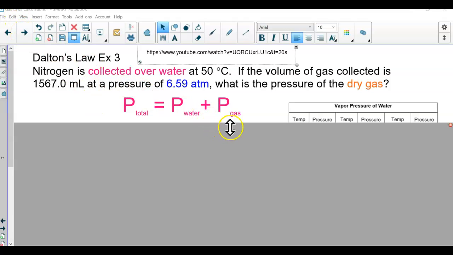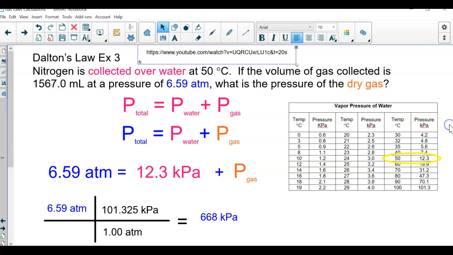Welcome back. Okay, so now that you know what that looks like and got a visual for that, let's go through this a little bit further. So we know that P total is P water plus P gas. So I'm going to say that P total is equal to P water plus P gas, just using color schemes here. And it says nitrogen is collected over water at 50 degrees Celsius.